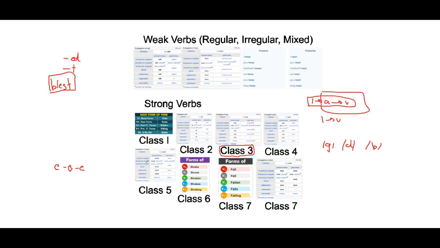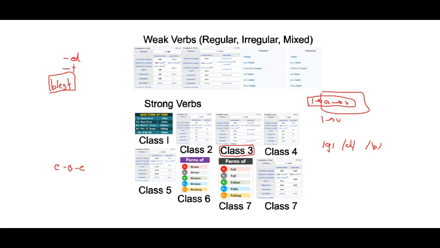Class 6 verbs are verbs like shake, shook, shaken, a, ook, a. It's characterized by a long A to a long O to a long A. That differentiates it between class 5 and class 4. And then class 7 is important to note because this takes forms differently in a lot of verbs.